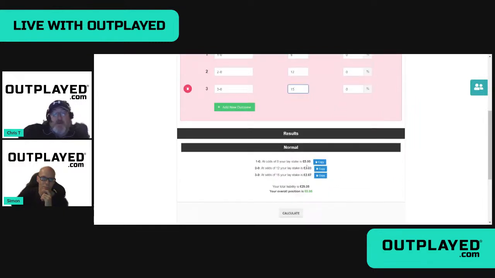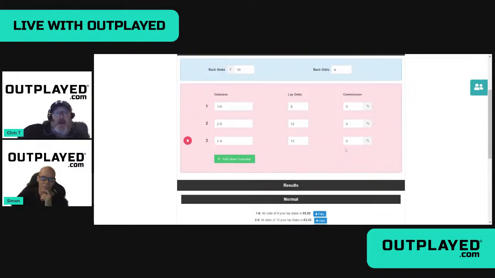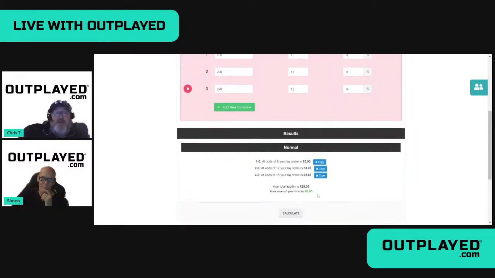So if the lay odds for 1-0 were 8, 2-0 were 12, and for 3-0 were 15, again, it would just tell us what our lay stakes are for each of those. And we can see that we would actually make a profit from this. So we'd make a 95p profit from this offer. So it is worth getting on that price boost from the bookie, because we're making a profit. It tells you exactly what lay stake you need to be putting on each of those outcomes to be able to cover the 3 outcomes from the bookmaker side of things.